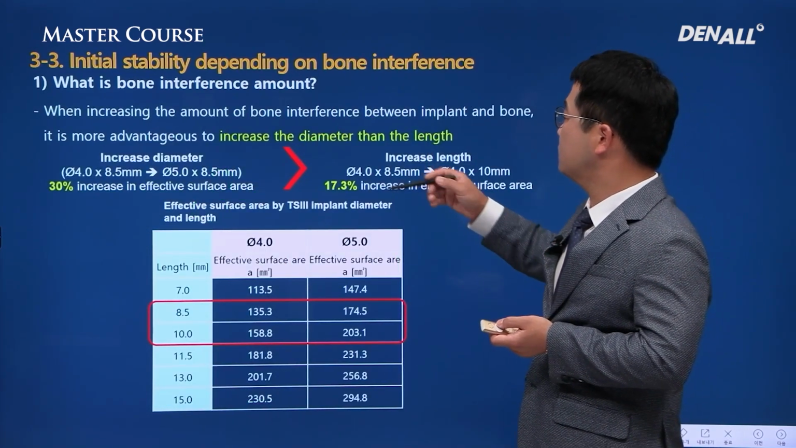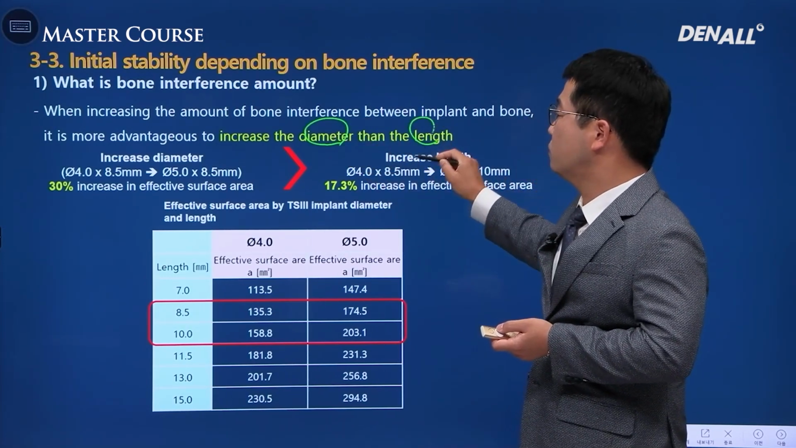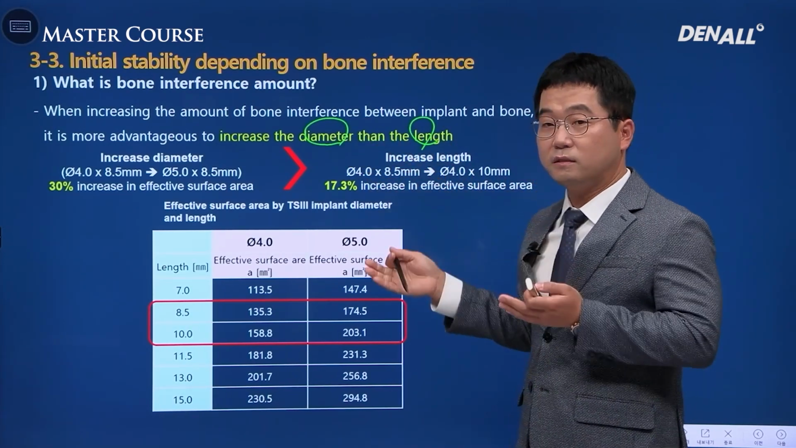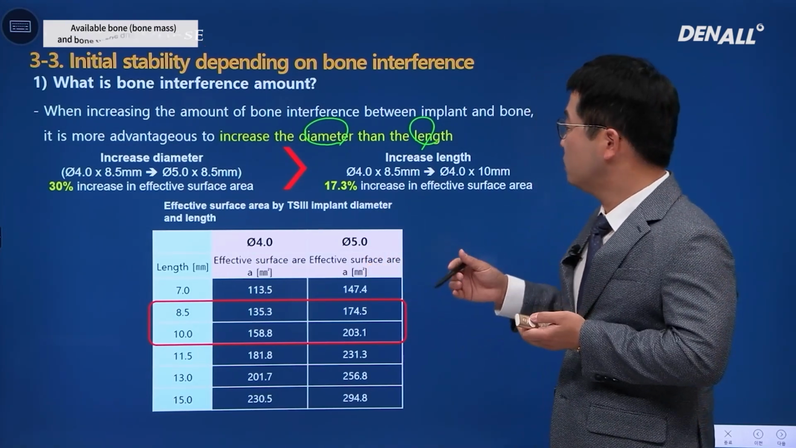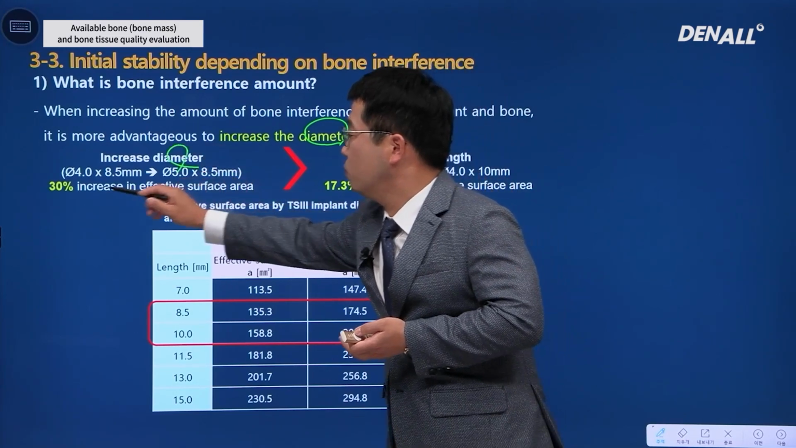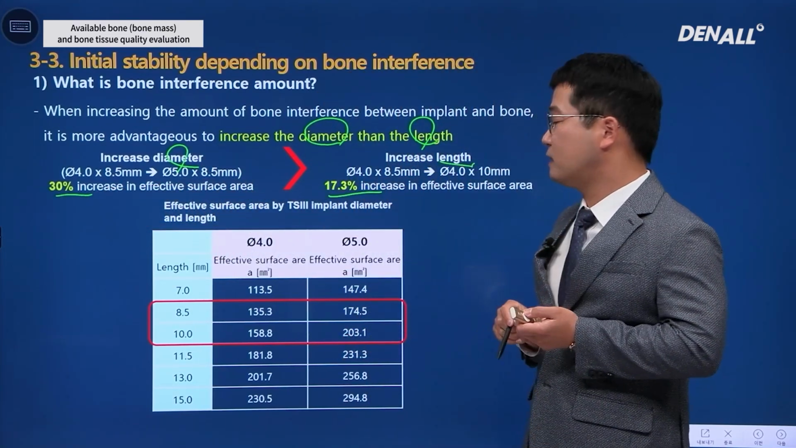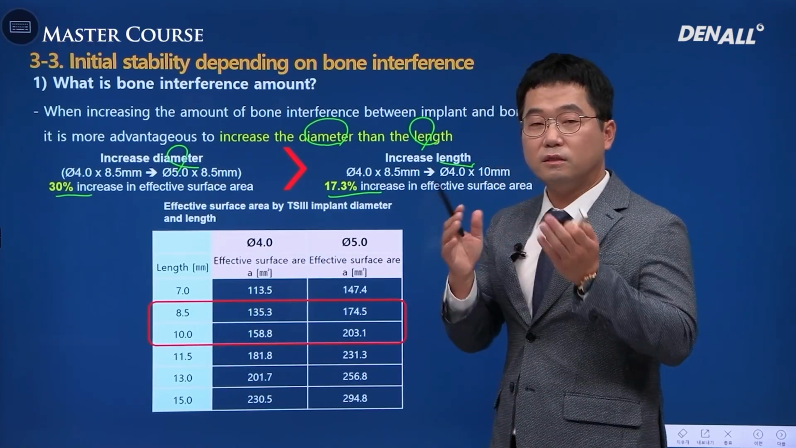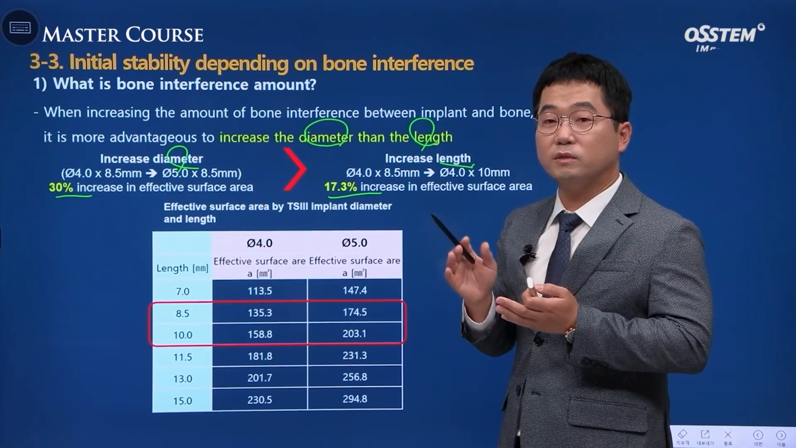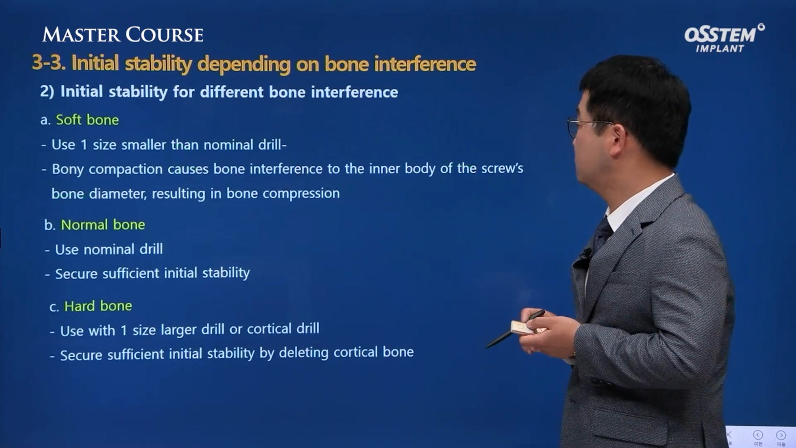Second, how much would bone interference increase if we increase the diameter or length of an implant? If you increase the diameter, the amount of bone interference increases more. In order to get better primary stability, it is more favorable to increase diameter than length.